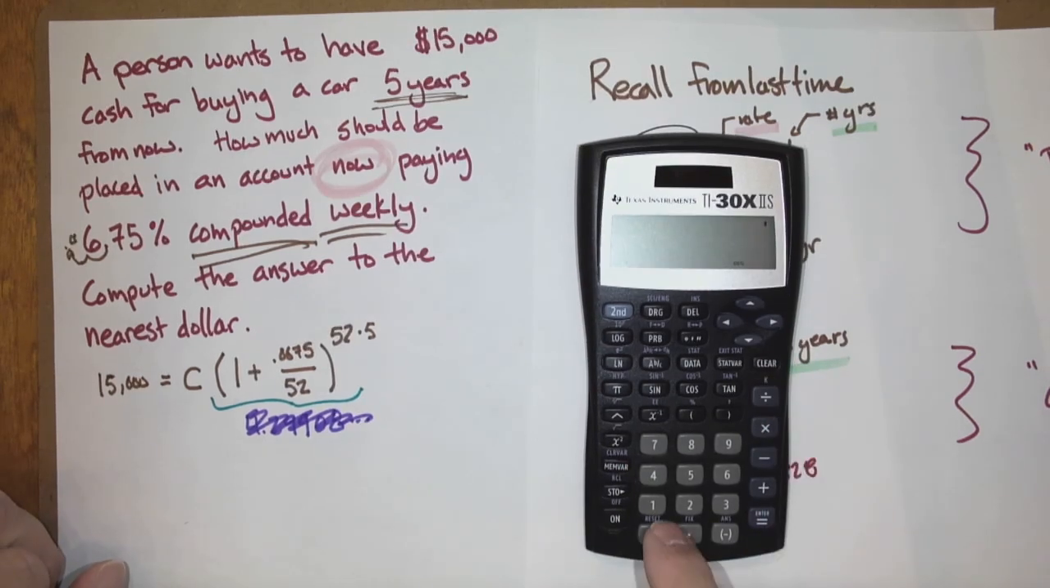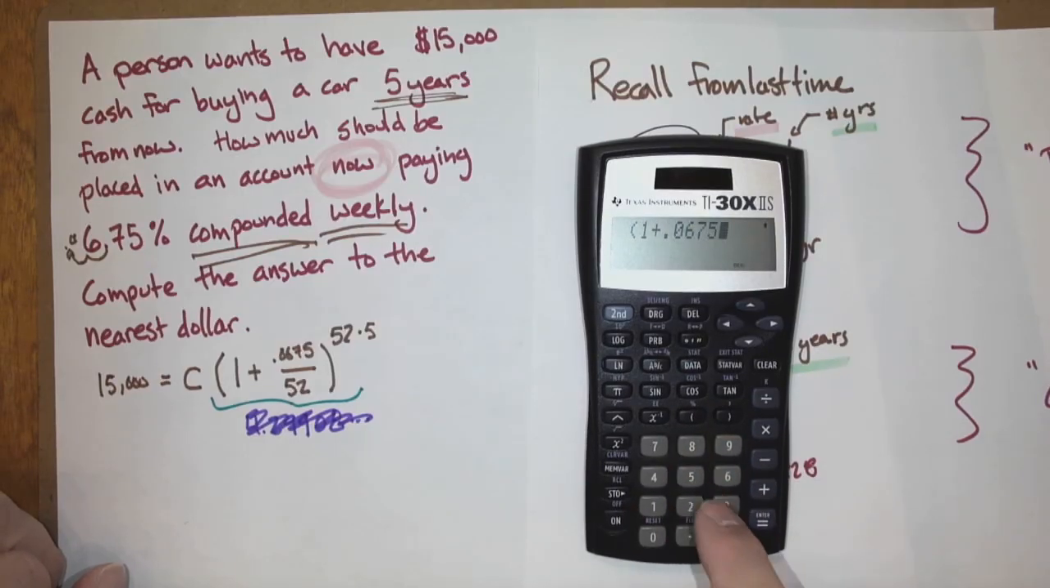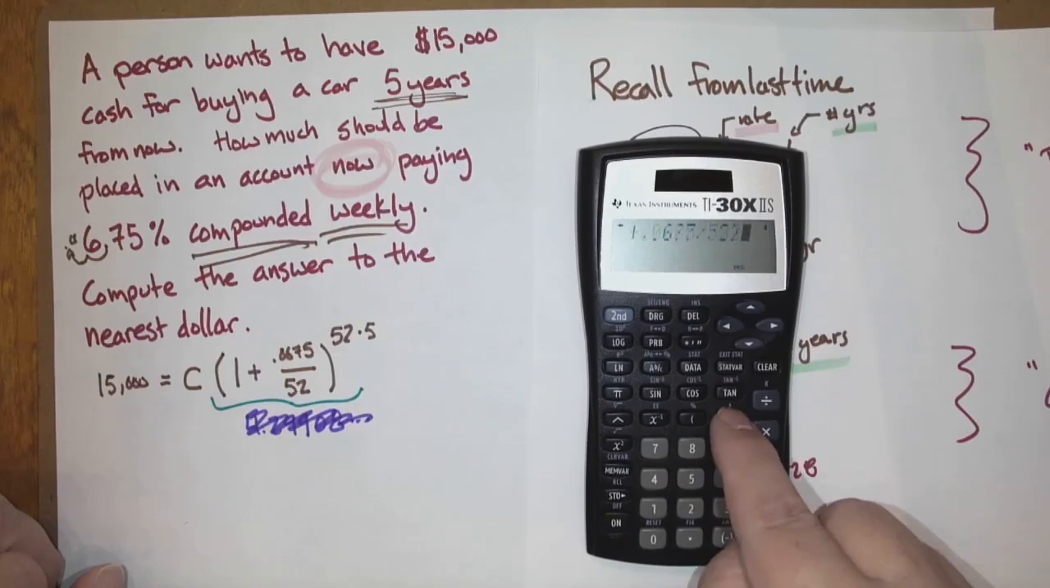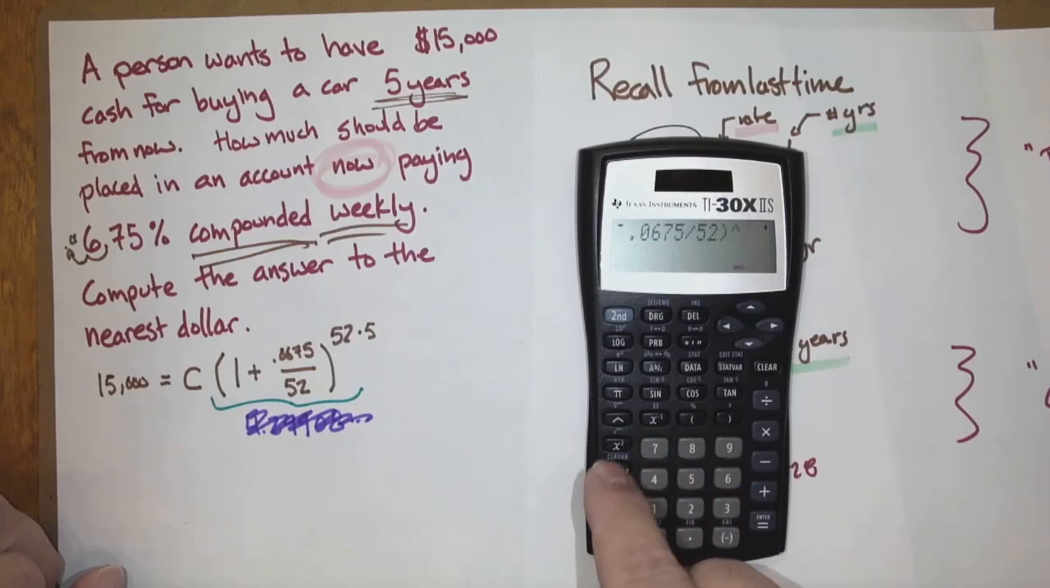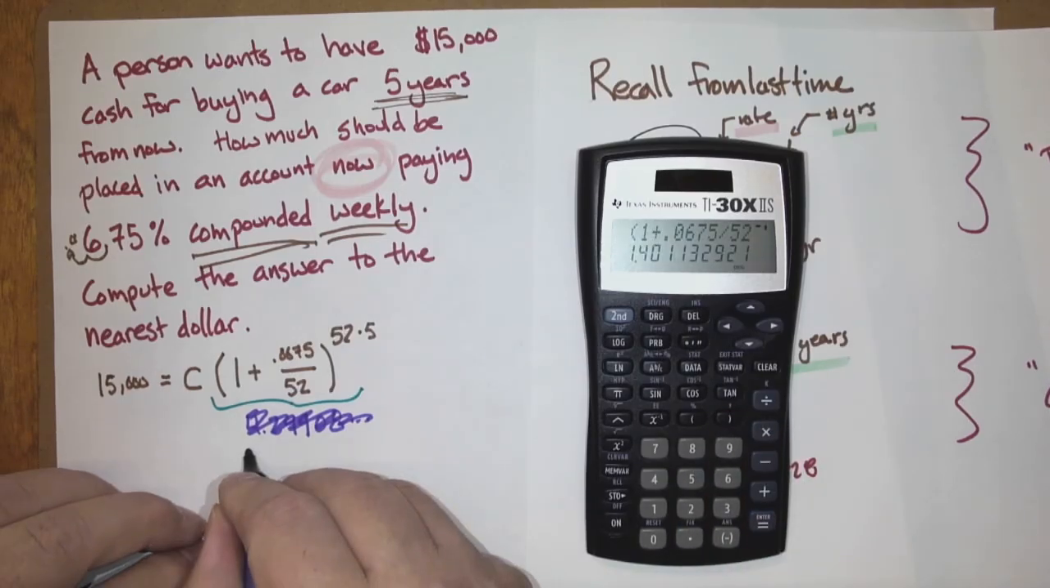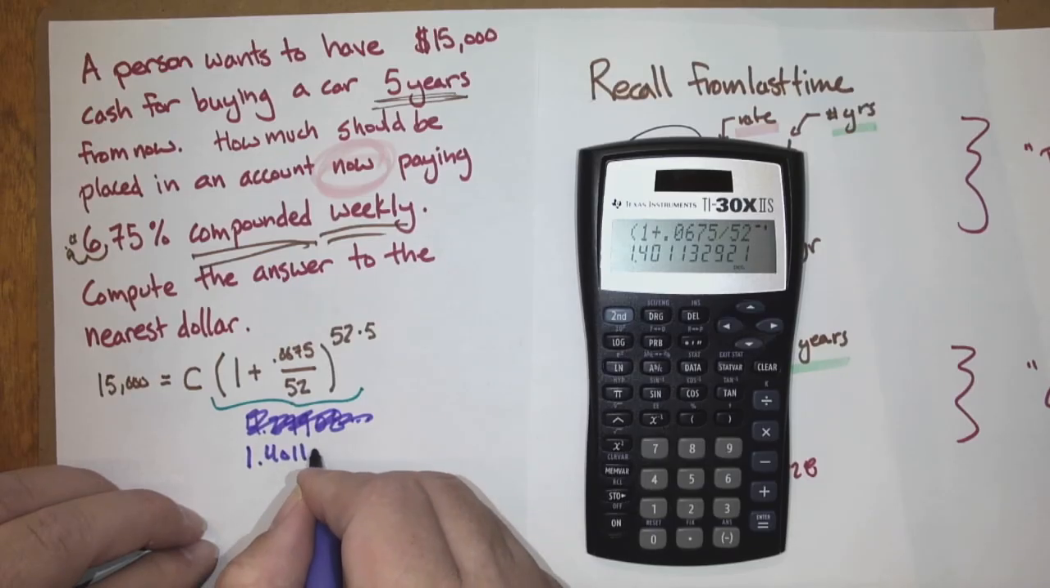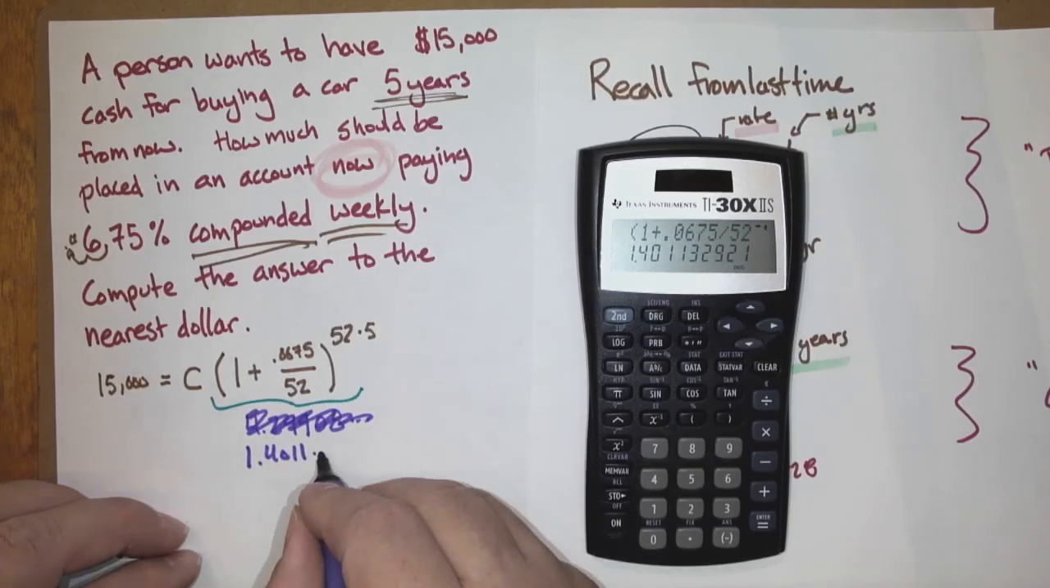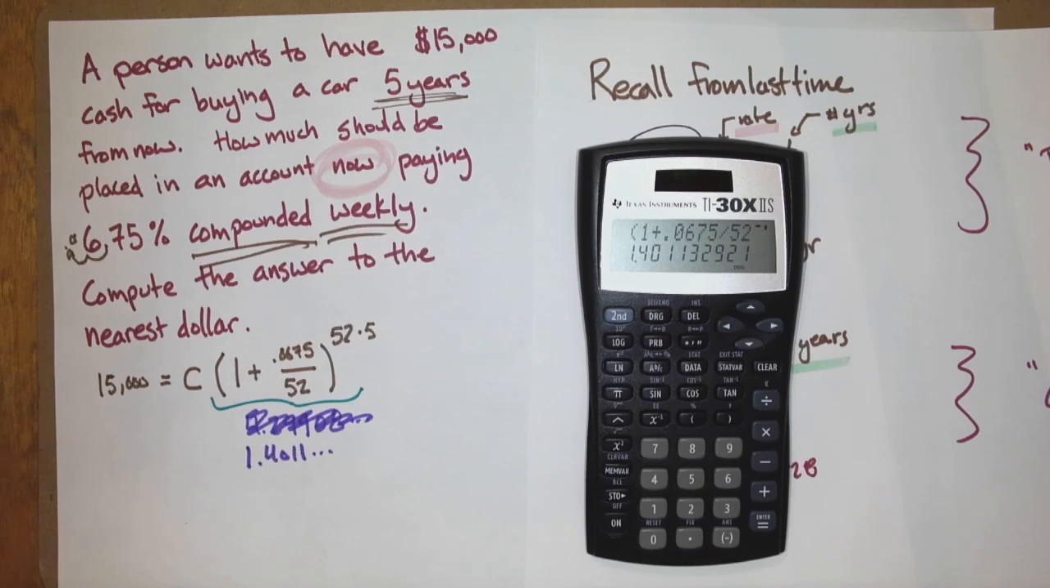Okay, clear. Try that again. Parentheses, 1 plus 0.0675, divide by 52, parenthesis. Caret, that just means raised to the power, parenthesis, 52 times 5. Okay, there we go. Good. 1.4011. All right. Now, how do we get C? Move it over. So C is 15,000 divided by 1.4011.